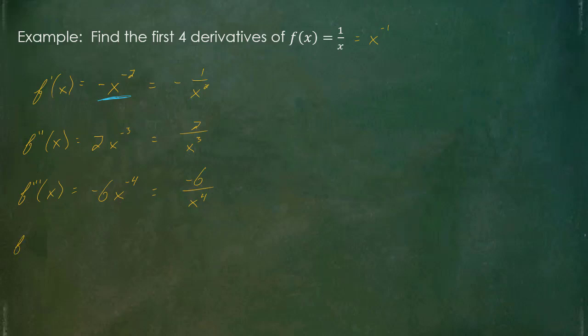And we'll go ahead and do our last one here for this problem. The fourth derivative of f would turn into negative 4 times negative 6, so positive 24 x to the negative 5, which, getting rid of the negative exponent, just drop it to the bottom, and I would get 24 over x to the 5th.